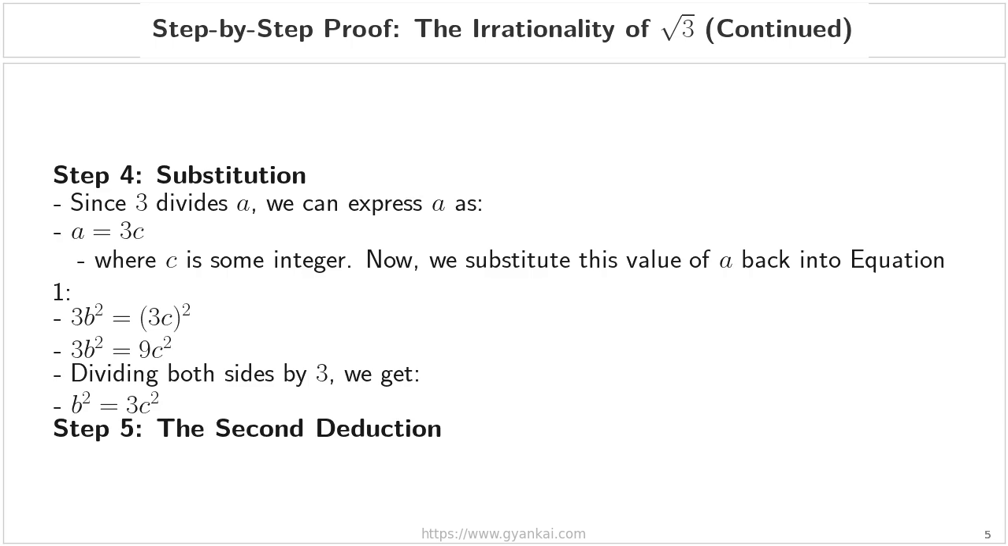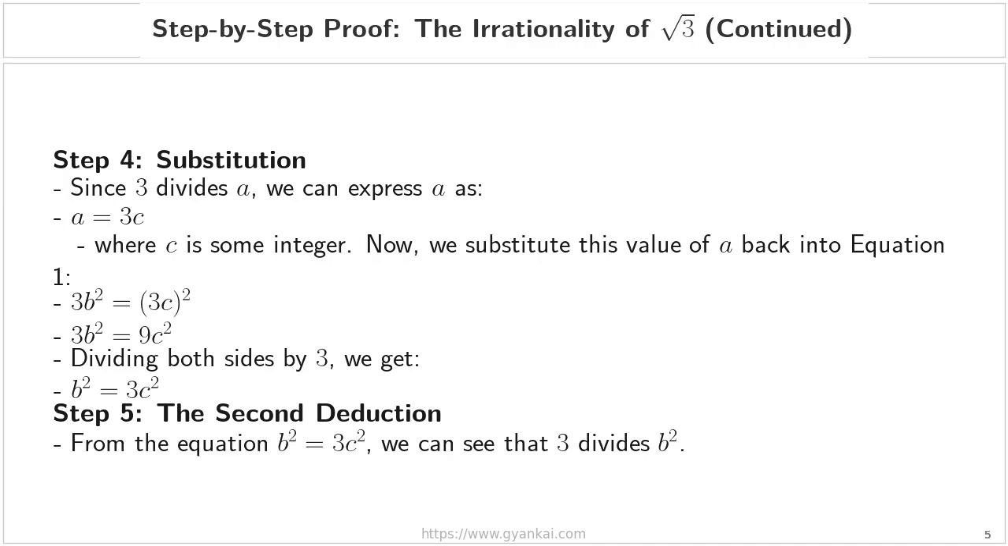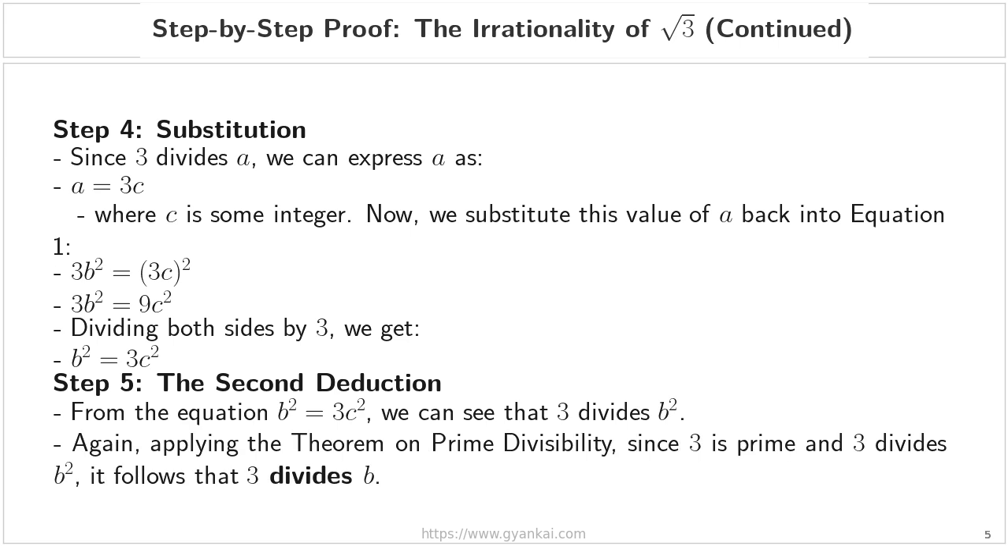This leads us directly into step 5, which is our second deduction. Take a close look at this new equation. b squared equals 3c squared. Just like we saw in the previous step with a, we can clearly see that 3 is a factor here, meaning that 3 must divide b squared. Now, we apply that same theorem on prime divisibility that we used earlier. Because 3 is a prime number and it divides b squared, the theorem tells us that it must also follow that 3 divides b. We are starting to see a very important pattern emerge here.